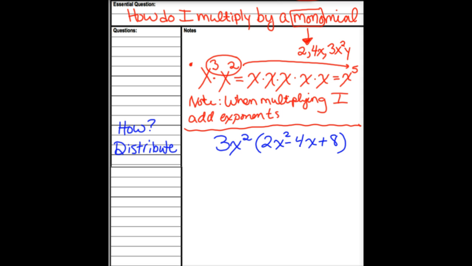When I do, I just have to remember my note here that when I multiply, I add the exponents. So when I hop this in right here, I've got 3 times 2, which is 6. I've got x squared times x squared, which gives me x to the 2 plus 2, or x to the 4th. When I hop this in, keep in mind I've got 1 positive and 1 negative.